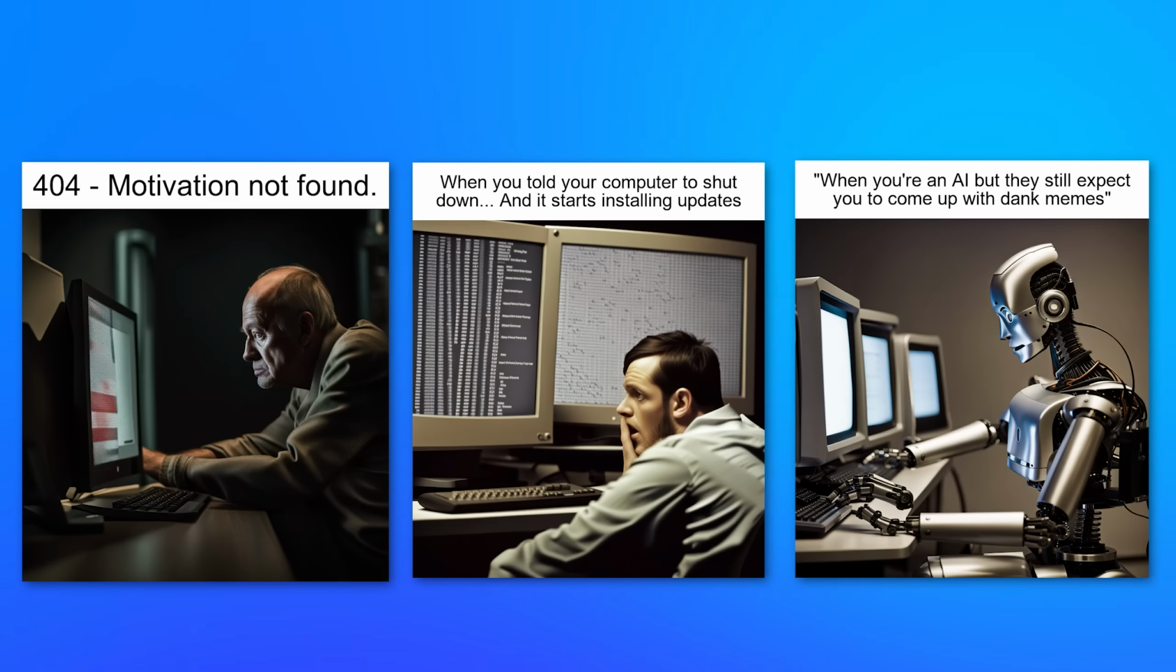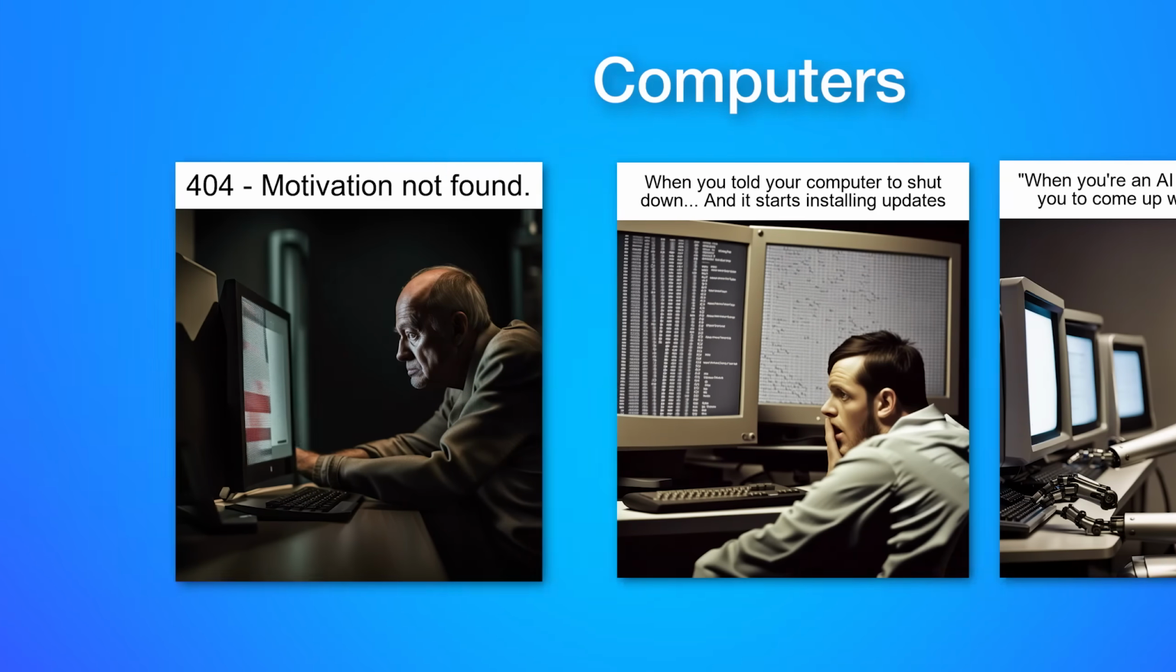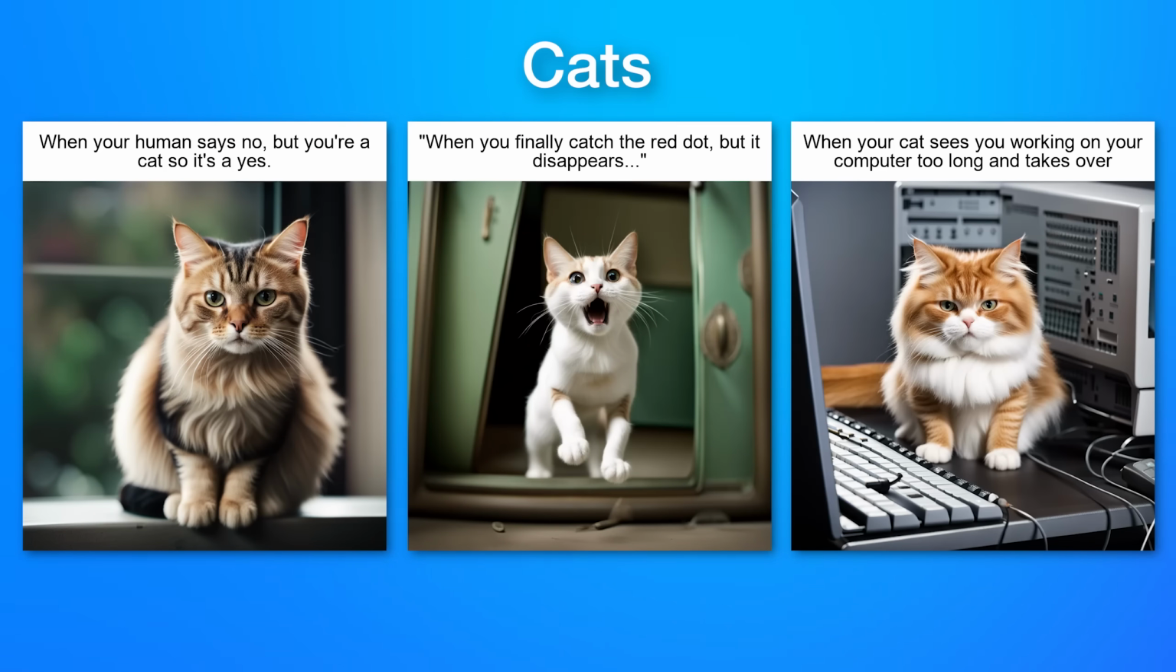Now, you can control things more if you want, like telling it specific things you want to make a meme about. For example, with all of these you've been seeing, I told it to make memes about computers. But for these, I told it to make some about cats.